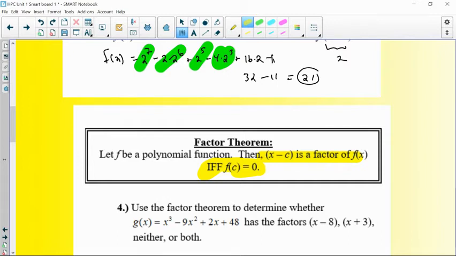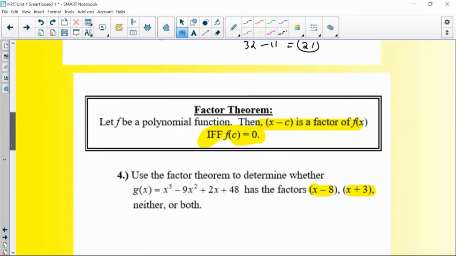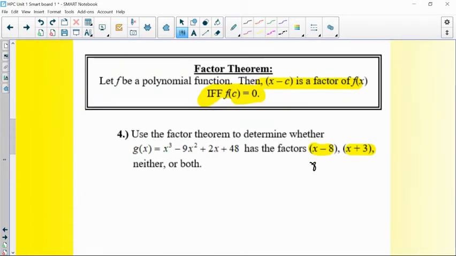So instead of actually having to do the long division, I can just look for that remainder. I want to know, are either of them or are both of them factors? So in trying to find that factor, I'm going to choose 8 and I'm going to choose -3. And if I can get those to line up and cancel, then I know they're factors.